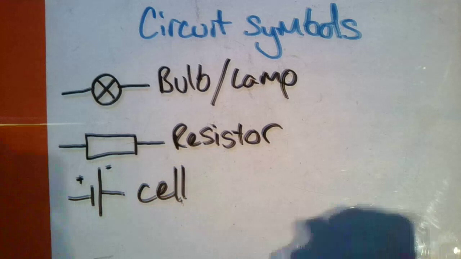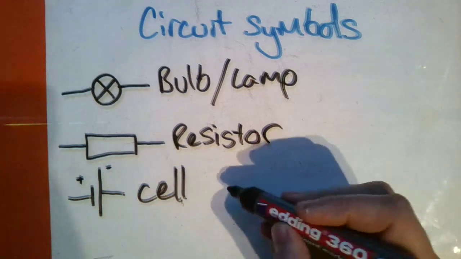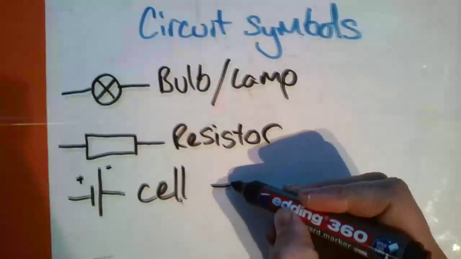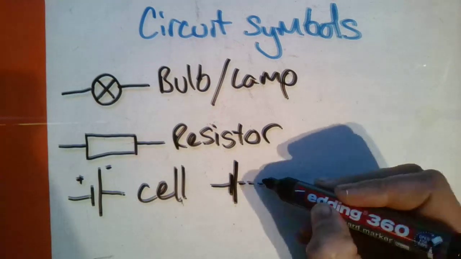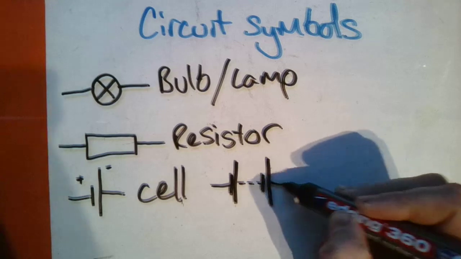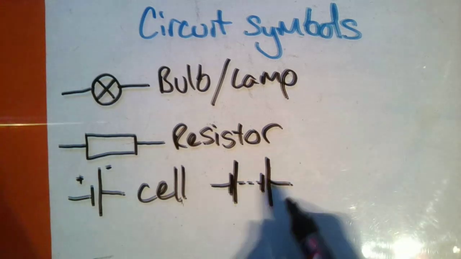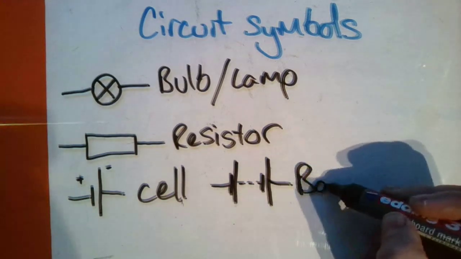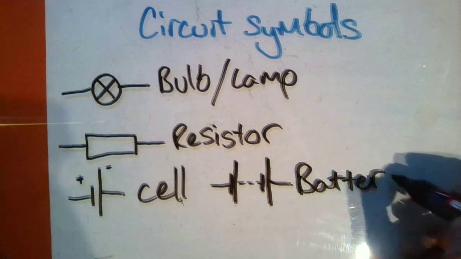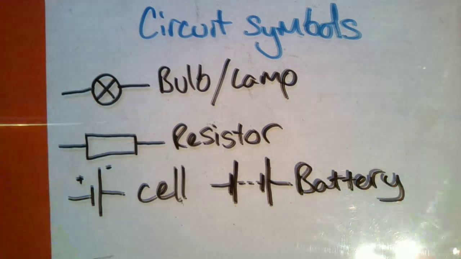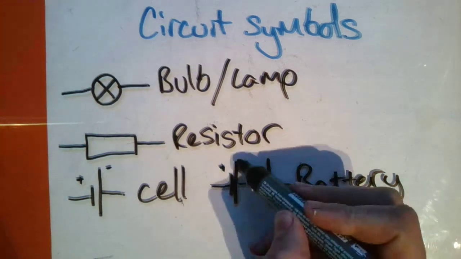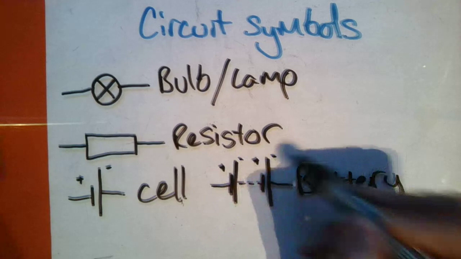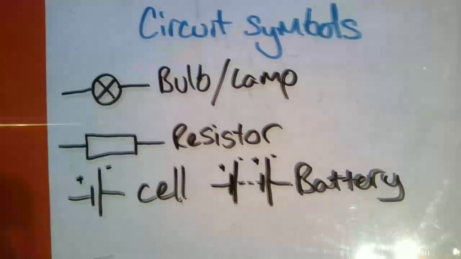The next one, which people often confuse with the cell, is a battery. Now a battery is actually made up of multiple cells, and we draw it like this. So a battery here is made up of two cells, and that is spelled like this. We've also got the wires coming in and out, and we've still got our positive and negative connected there. They still create a potential difference and create a current flowing.